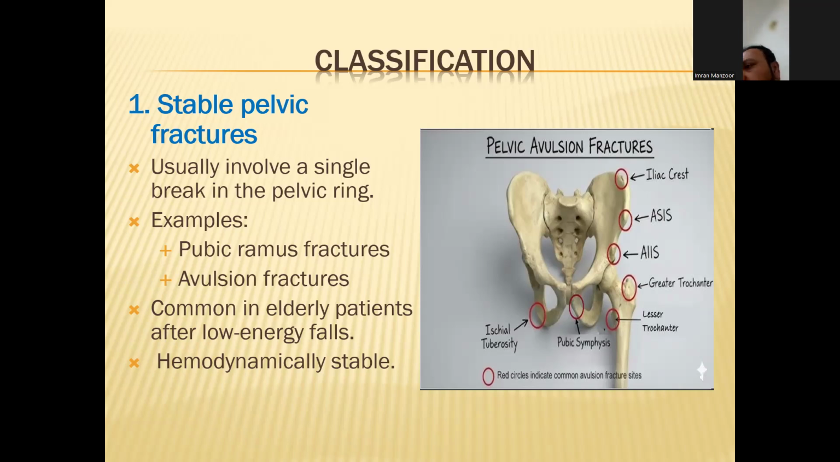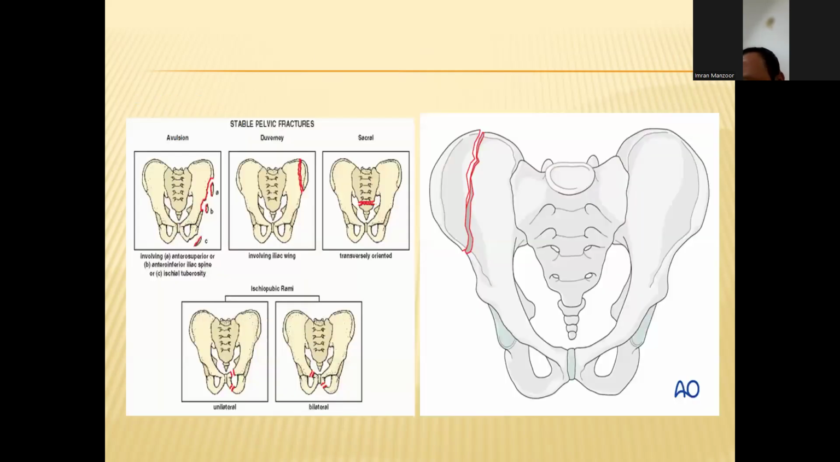So unstable fractures are those fractures which break the pelvic ring into multiple fragments. These fractures are due to high energy trauma, like a fall from a height or an RTA, a road traffic accident, like a motor vehicle accident. So unstable fractures are at high risk for injury to the pelvic organs, the blood vessels, and the nerves.